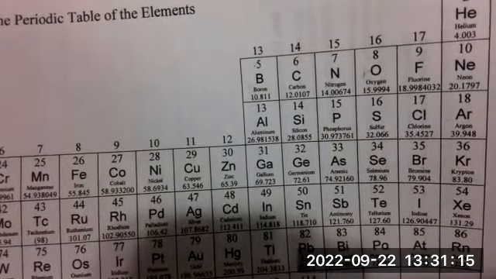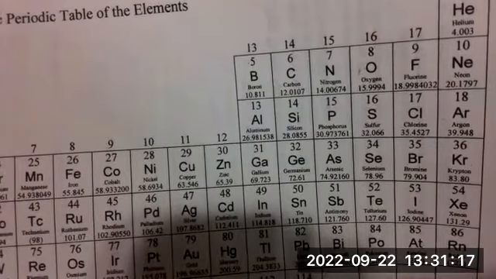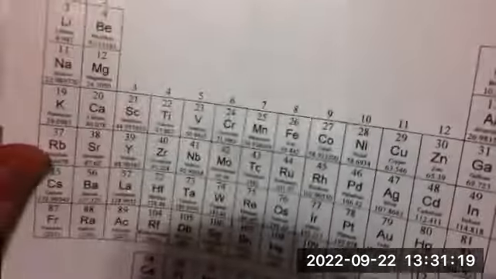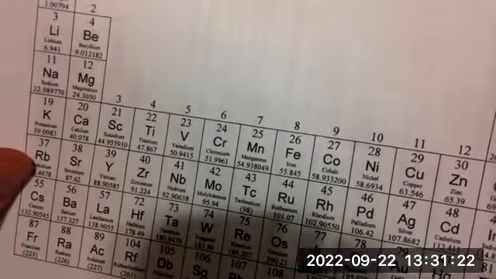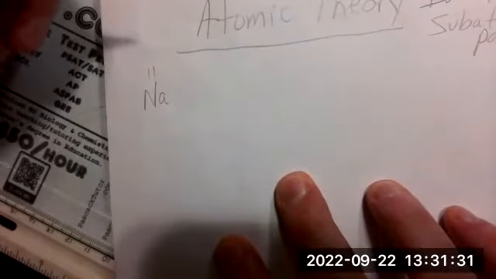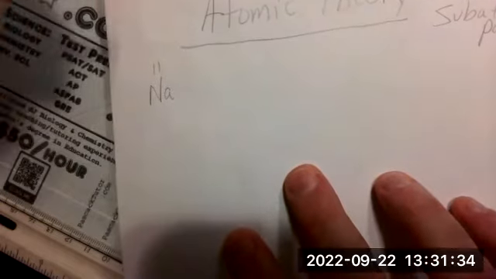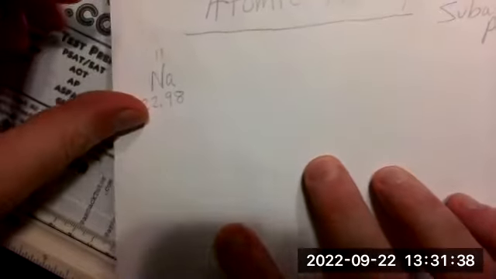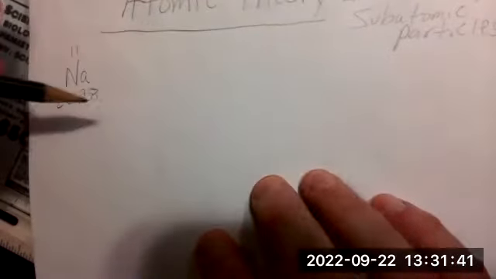Let's do something interesting, something not too simple. They're pretty simple over here. Let's go over to sodium, number 11 on the periodic table. So we take our Na with an 11 above it, and it's got a 22.98 below it. And from my previous video or your previous studies, you should be able to determine how many protons, neutrons, and electrons are in a neutral atom here.